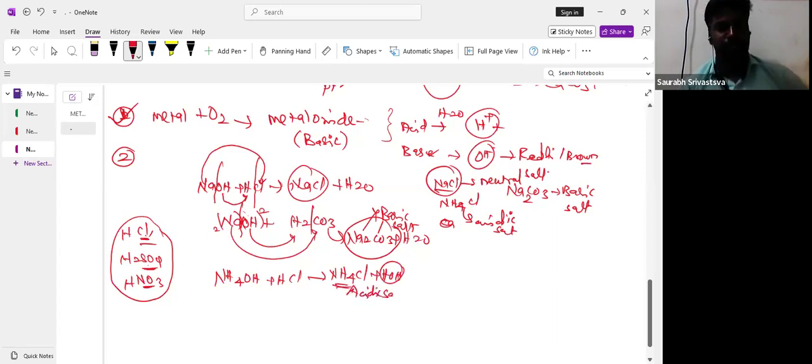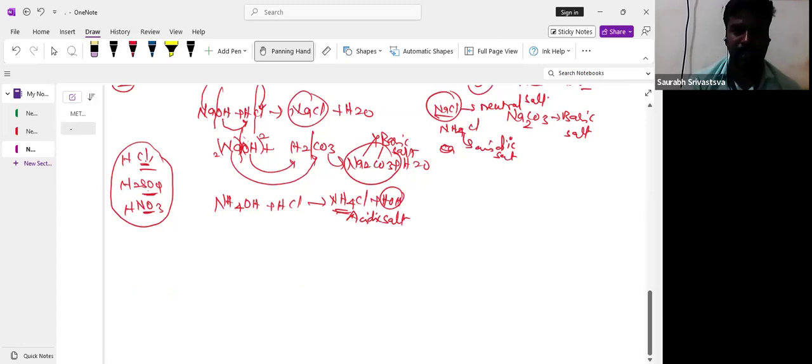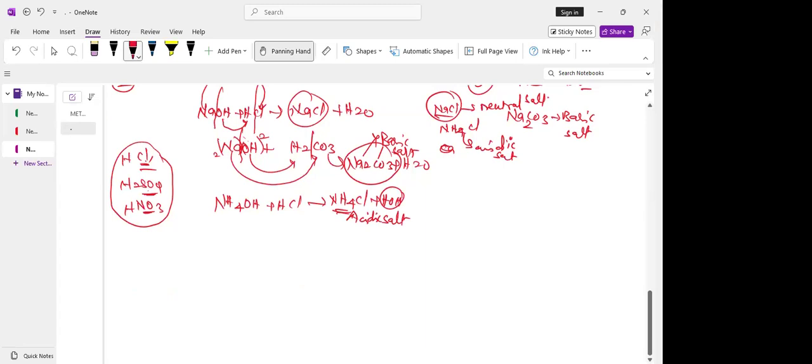Clear? There's a type of salt. This much they won't ask. Just you have to remember this: the metal reaction, how the metal will react with this.